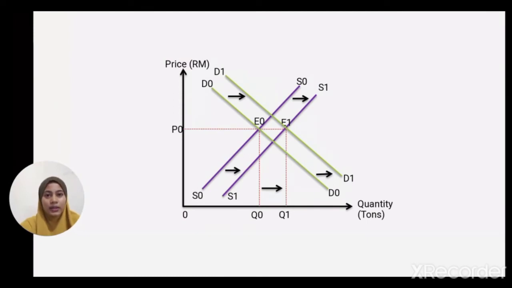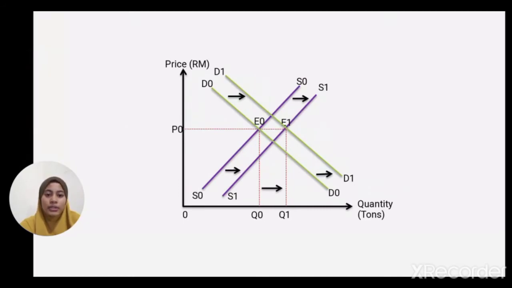Okay, let's talk about this. At the original equilibrium, point A is where the curve S0 intersects with curve D0 at the quantity 7,000 and at the price P0, and the increase of the import caused a shift in the supply curve. The curve shifted from the left to the right from S0 to S1.